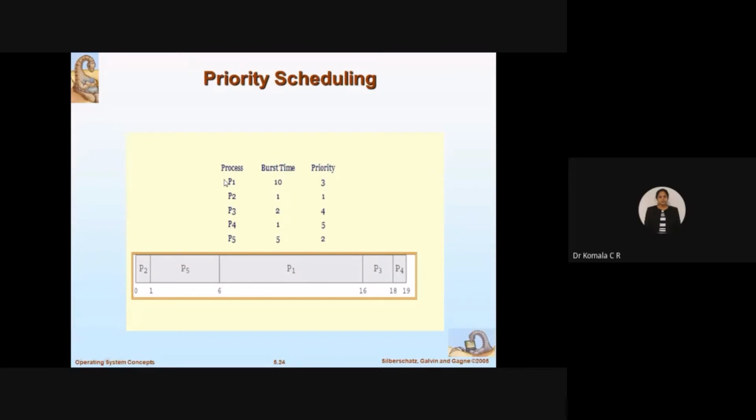Next, which is the next process to be given priority? P1 with third priority is done. I'll go for the fourth priority, P3 now. How much time do I need to complete P3? I started at the 16th slot, so 16 plus 2 is 18. At the 18th slot, I am done with P3 also. So P3 with fourth priority is done.